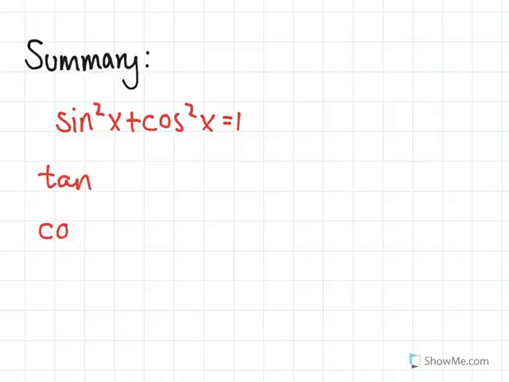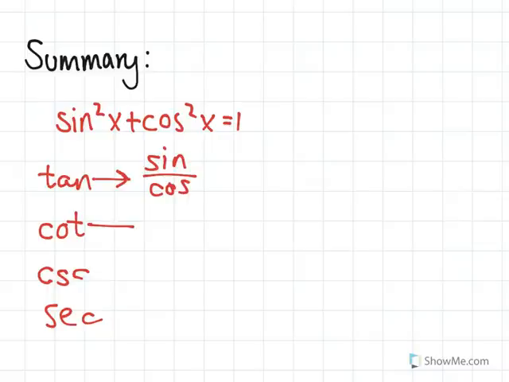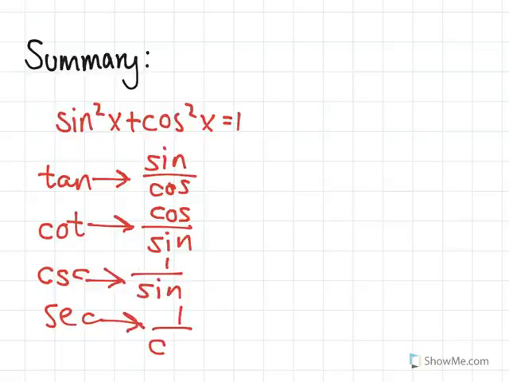So when we're working with trig identities, it's obviously very important to remember that sine squared x plus cosine squared x equals 1. And it's also important to remember that a good first step to take would be to write things in terms of sine and cosine. So we would take tangent and we can write that as sine over cosine. Cotangent we can write as cosine over sine. Cosecant would be 1 over sine. And secant is our 1 over cosine.